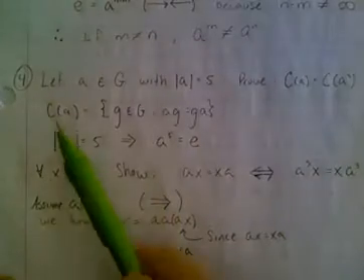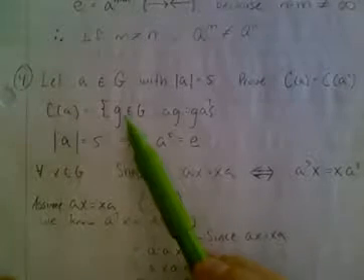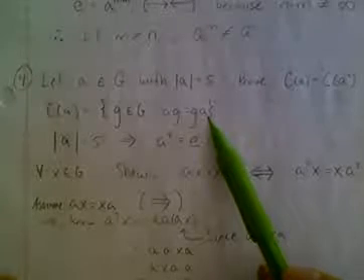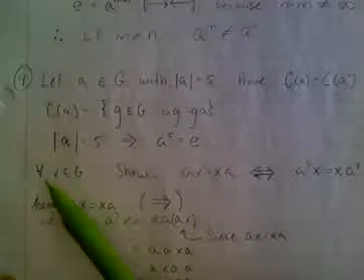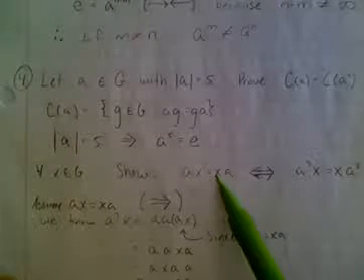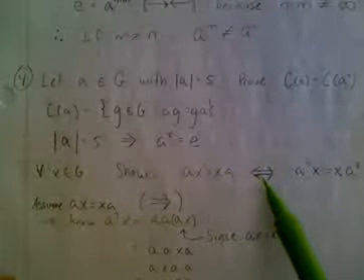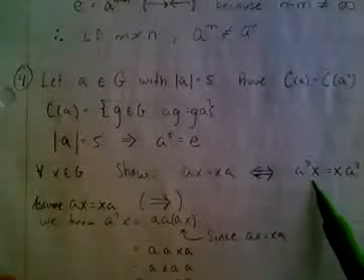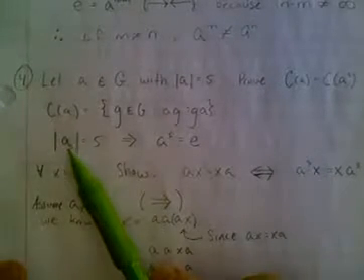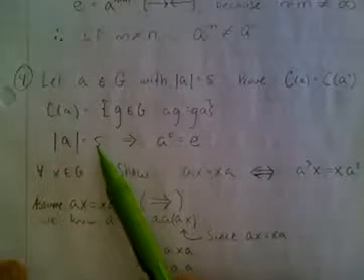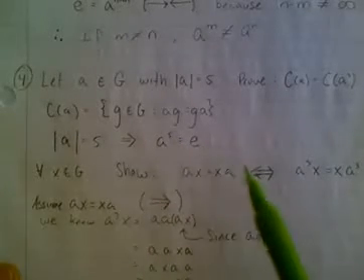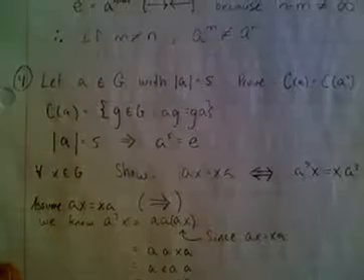Okay, so the centralizer of A is the set of G in G such that A times G is equal to G times A. All right, so basically for all X in G, we want to show that AX equals XA if and only if A cubed times X equals X times A cubed. And we're going to use that the order of A equaling 5 implies that A to the 5th is the identity.